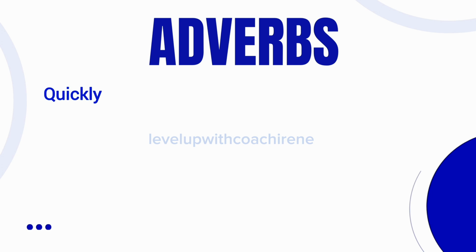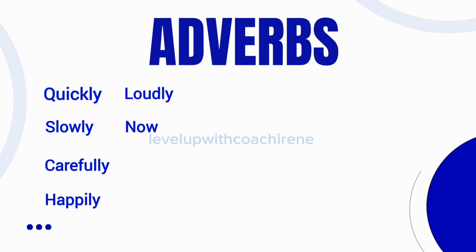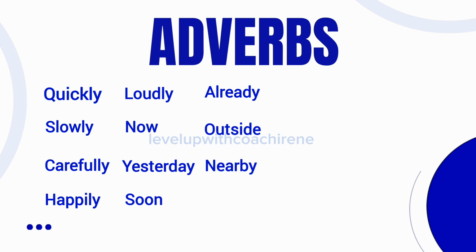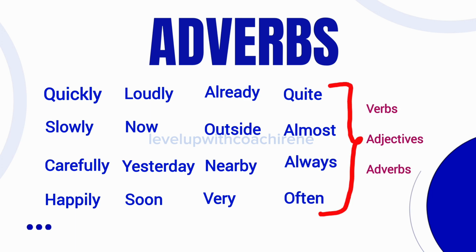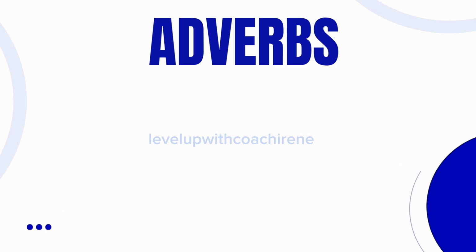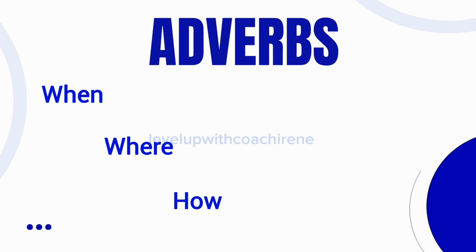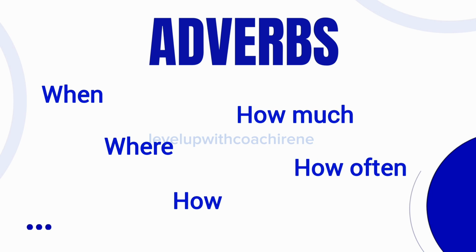They include quickly, slowly, carefully, happily, loudly, now, yesterday, soon, already, outside, nearby, very, quite, almost, always, often. Each of these adverbs modifies verbs, adjectives, or other adverbs to give more detail or clarify meaning. Adverbs are important because they answer some questions in our sentences. Questions like when, where, how much, how often, and more.